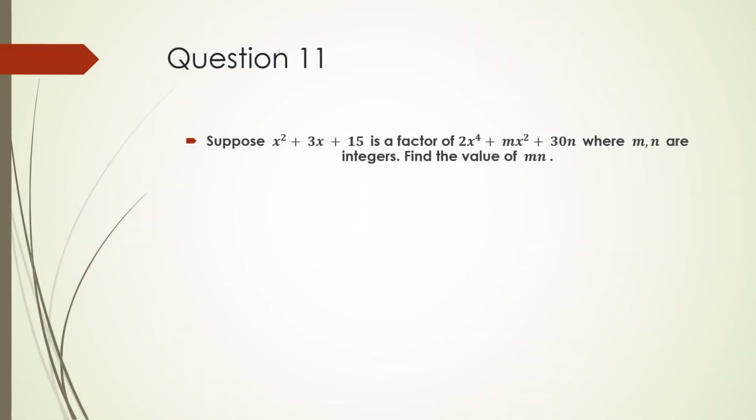x squared plus 3x plus 15 is a factor of 2x to the power 4 plus mx squared plus 30n, where m and n are integers. We are tasked to find the value of m times n.